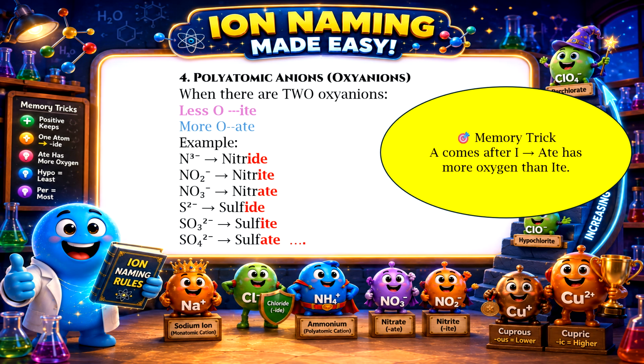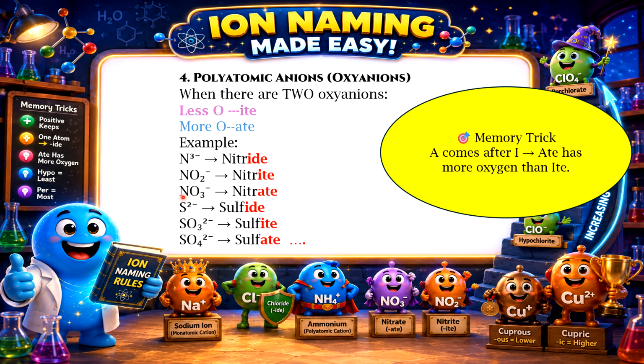What suffix do we have to put? If fewer oxygens are bound, then we put the suffix ite. If more oxygens are bound together, we put the suffix ate. So ate is actually the past tense form of eat. That way you can remember. When it is monoatomic, we put the suffix ide, which we have seen previously.